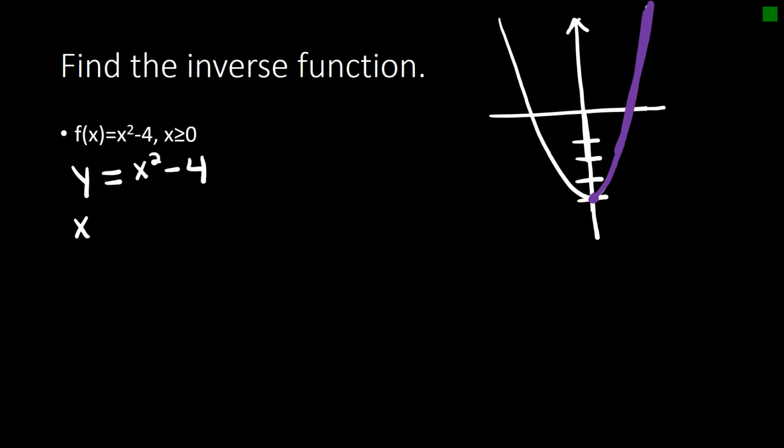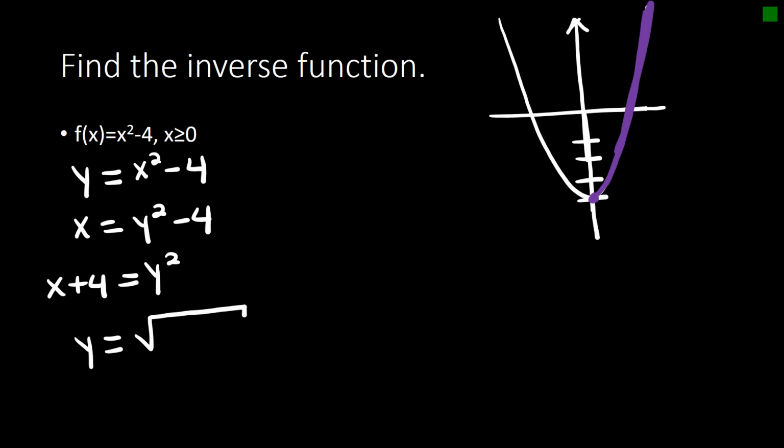Then you interchange x and y. And then you solve for y. So let's get y squared on one side by itself by adding 4 to both sides. And then we can take the square root of both sides. And we only need the positive square root because we restricted the domain so that we would have the positive values. So we have the inverse of f is the square root of x plus 4.